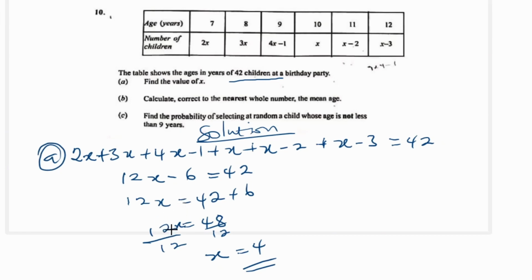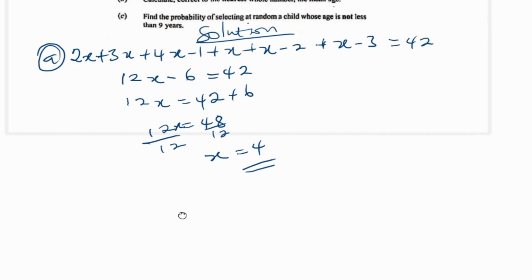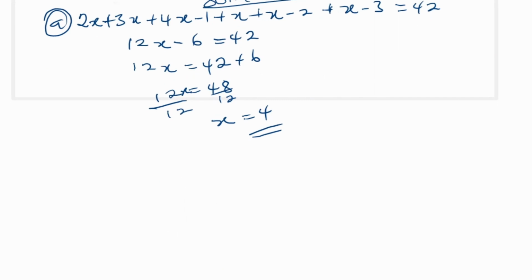Then let's go to the B side. We should calculate, correct to the nearest whole number, the mean age. If you have been watching my videos, you remember that I always say that anytime we are working something that has a formula, it is easier for us to quote the formula before we start to work. So the mean from a frequency table, because that is a frequency table, is sigma fx over sigma f.